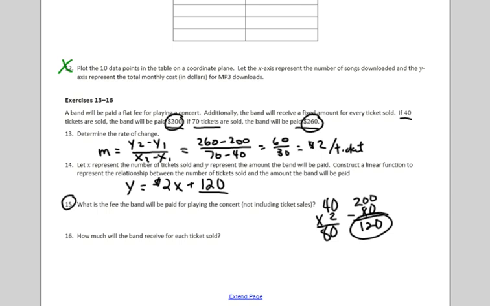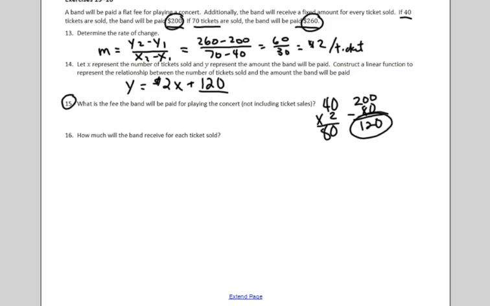16, how much will the band receive for each ticket sold? That's exactly what I found in question 13, which is the slope, so $2 per ticket. Try question 10 and 11, make sure you bring that to class.